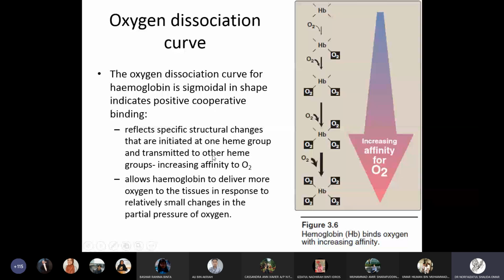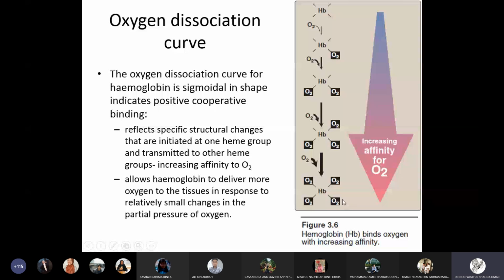Meaning that hemoglobin has four subunits, right? So when one oxygen binds to one of the subunits, it will increase the affinity of the other hemes to bind to oxygen. So that is what it means by positive cooperative binding. So when one is already bound to one of the hemes, it will increase the affinity of hemoglobin to bind to other oxygen until all the heme is occupied by oxygen.